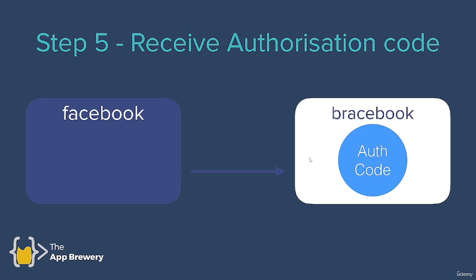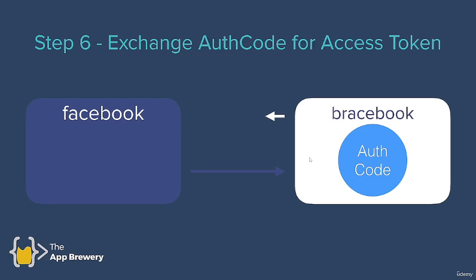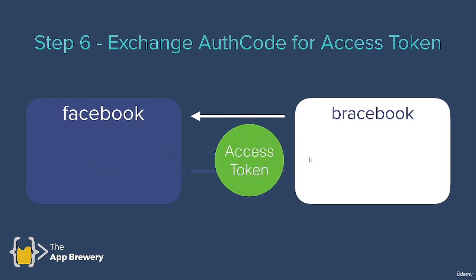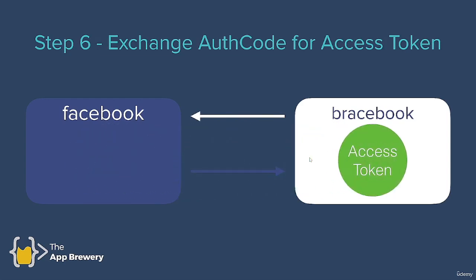But if we wanted to go a step further, we can also exchange our authentication code for an access token. And when we receive that access token from Facebook, we would save it into our database because this is the token that we can use if we want to request pieces of information subsequently. This access token is valid for a lot longer than the authentication token.